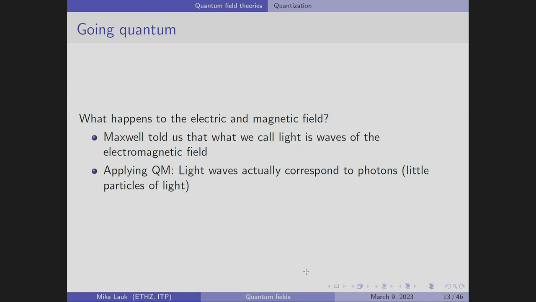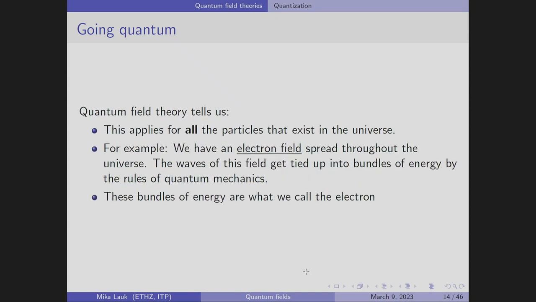Now, the big idea of quantum field theory is this does not only apply to light. In fact, this applies to all the particles that we have in the universe, all the elementary particles. So all the particles that can't be broken up into something else. For example, there is an electron field spread throughout the universe, and the waves of this electron field get bundled up into little bunches by quantum mechanics, and then what we get is an electron, right? And if I want you to take away one thing from this talk, it's this. The key is these ripples and excitations of this field that is everywhere around us, and then it gets bundled up, and this is what we see as particles.